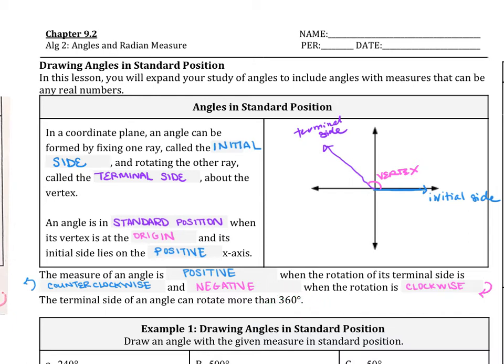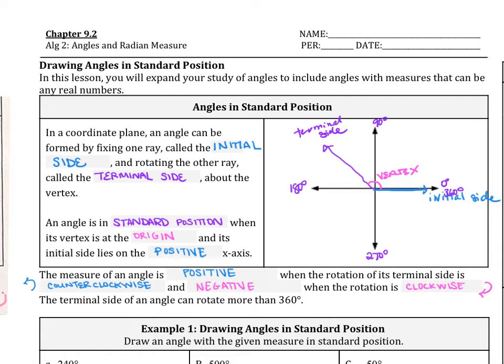So first, let's label the degrees on this coordinate plane. Here, this is 0 degrees. Up here is 90 degrees. On the left, this is 180 degrees. Down here, this is 270 degrees. And then all the way back at the beginning is 360 degrees. So that is counterclockwise: 0, 90, 180, 270, then 360. And then it can keep on going.